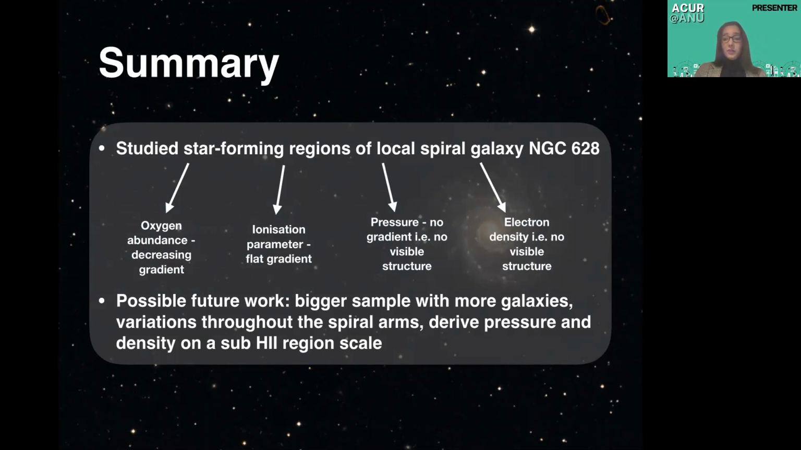Some interesting possible future work is to get a bigger sample with more galaxies and apply the same methods I've done here with these theoretical models and the same metallicity diagnostics. I could also study azimuthal variations in metallicity throughout the spiral arms, for example. And I could also derive pressure and density on a sub-H2 region scale, which hasn't been done before. Last year I studied metallicity on a sub-H2 region scale, but pressure and density haven't been looked at on this scale before.